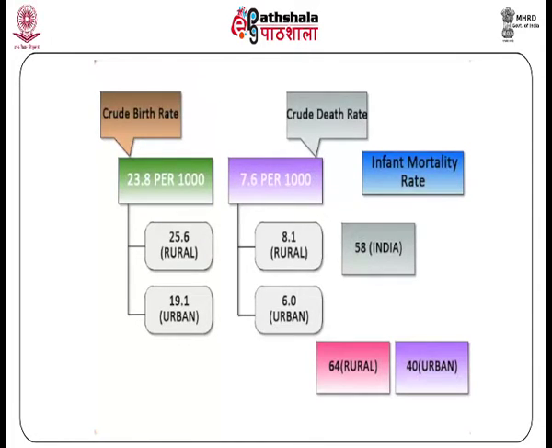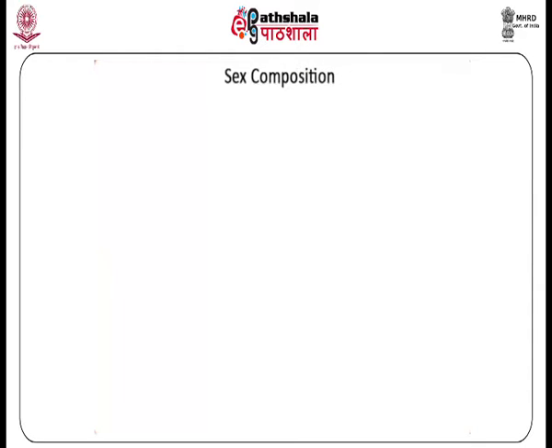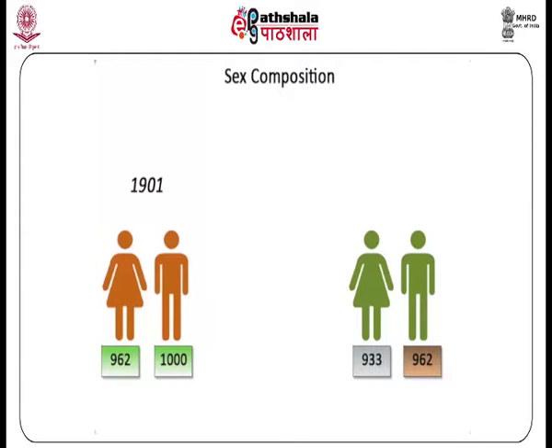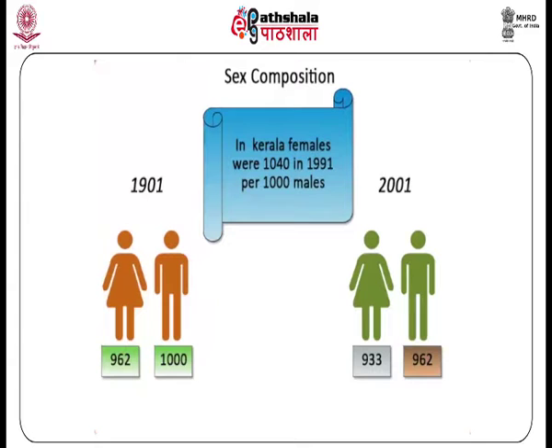At least 10% more children suffer in rural areas from anemia. Sex composition. The proportion of females per thousand males was 962 in 1901 but has fallen to 933 in 2001. However, in Kerala, females were 1040 in 1991 per thousand males.